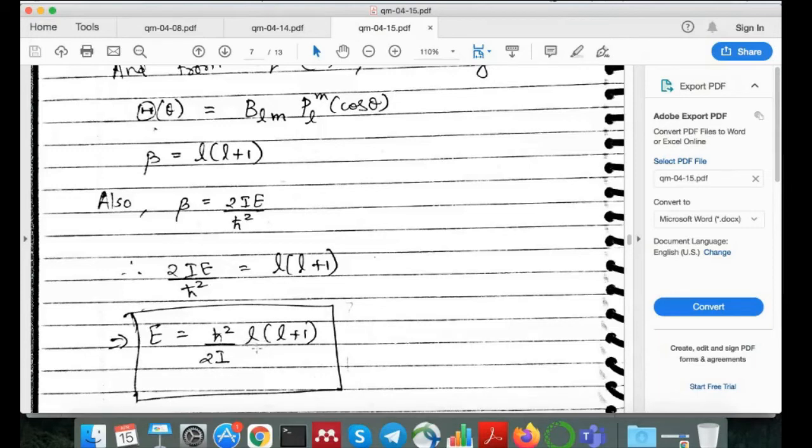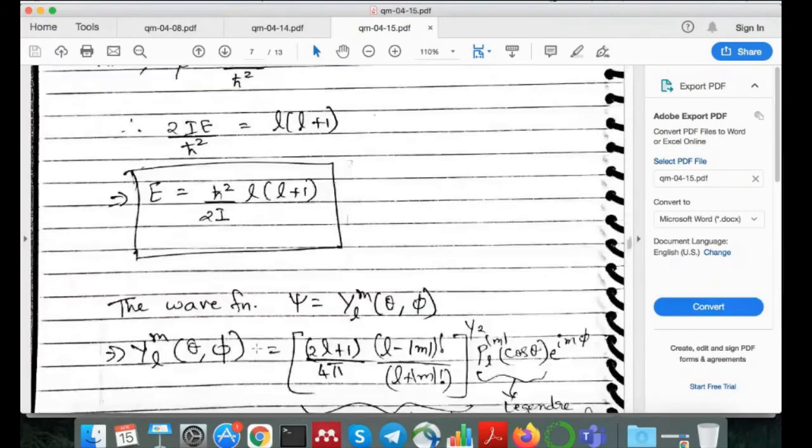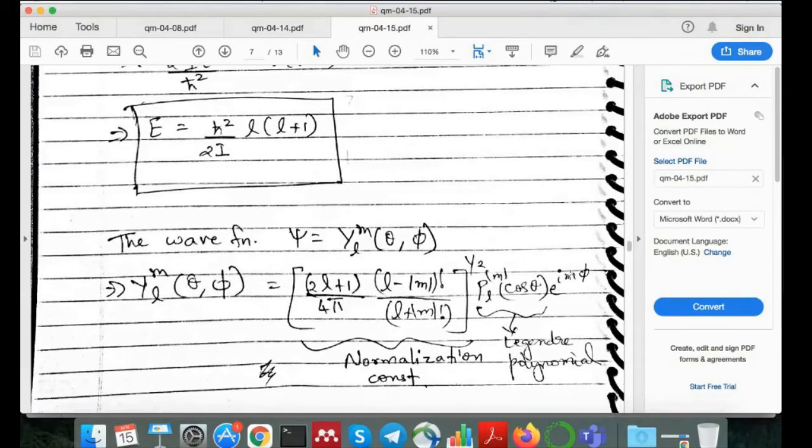L is your quantum number, L is your angular quantum number. So finally, the wave function turns out to be Y lm of theta comma phi, which is some complicated equation, and it's a Legendre polynomial. The first part of the equation is your normalization constant because all of these are constants, and this part depends on theta alone, and this part depends on phi alone. So this is your final wave function.